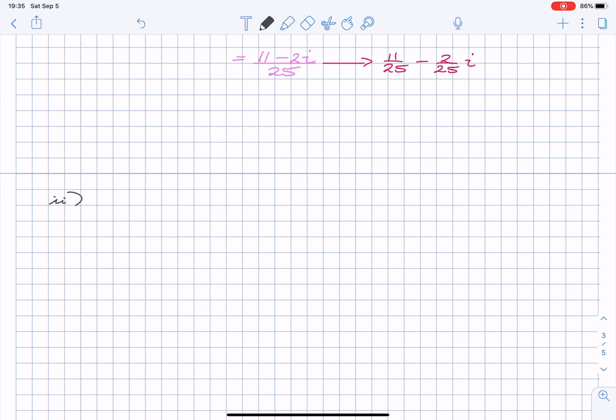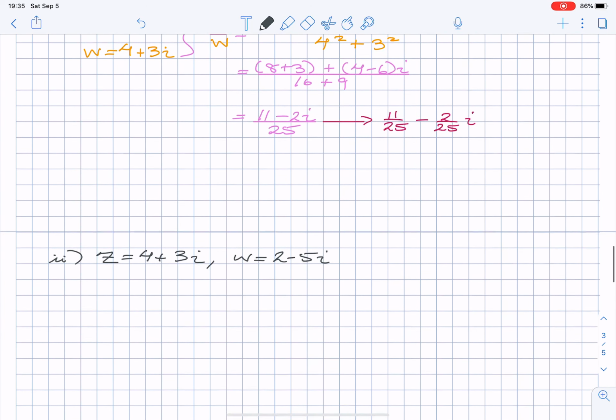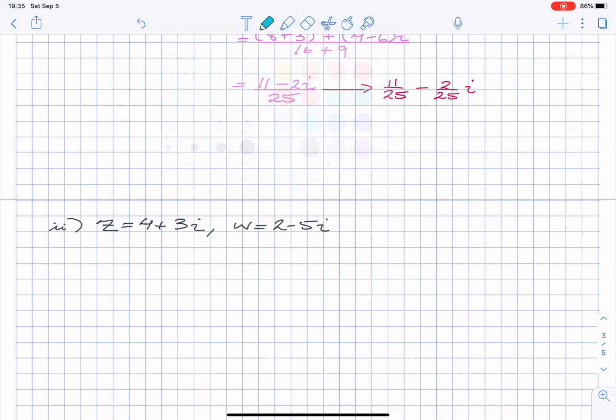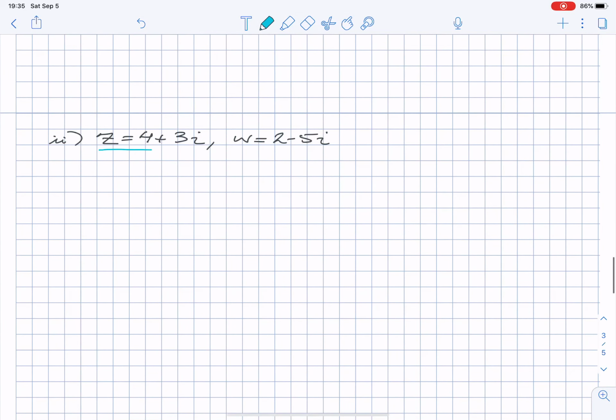Let's say we're given that z is equal to 4 plus 3i, and w is going to be 2 minus 5i. I didn't repeat any of the ones I've already done. No, okay, good. So let's rewrite these. Maybe this time I will use blue and purple. So we have that z is 4 plus 3i. And then we have that w is 2 minus 5i.